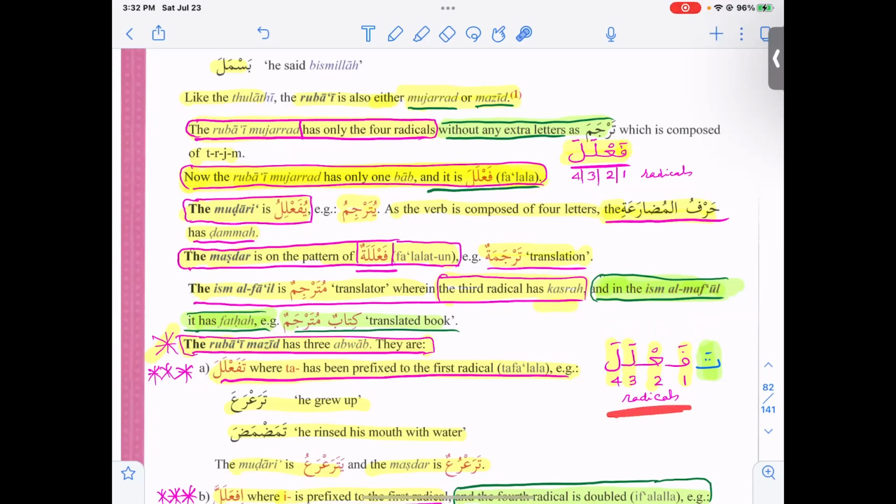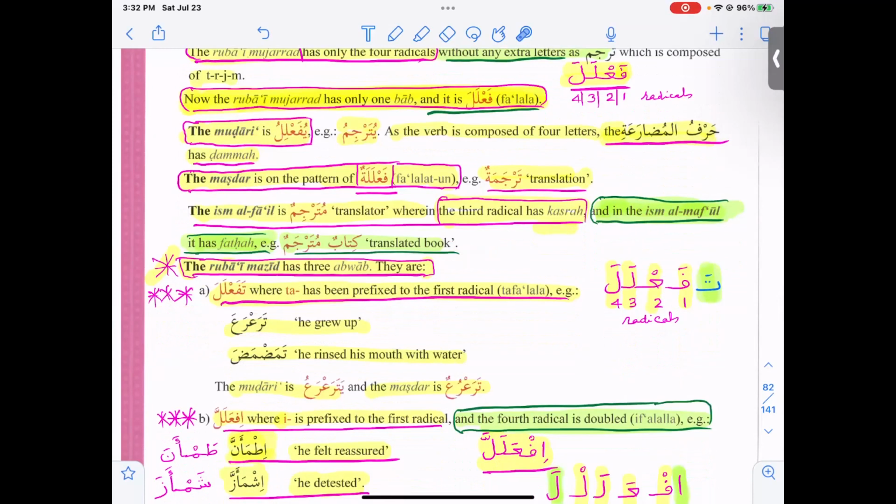Tafa'lala, four radicals. So I'm writing all in detail, hoping that you will understand better. So now the verb: tara'ra'a, to grow up. He grew up. This needs practice in pronouncing. Tamadmada is to rinse your mouth with water. Rinse your mouth, you know.